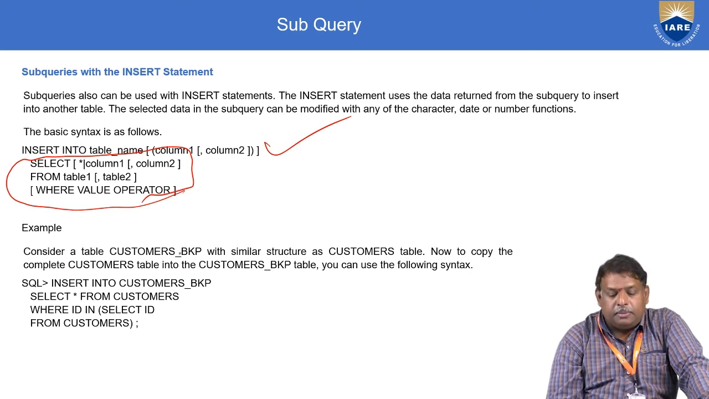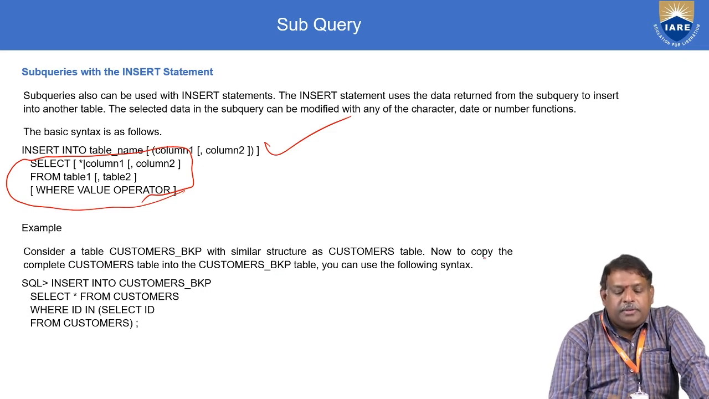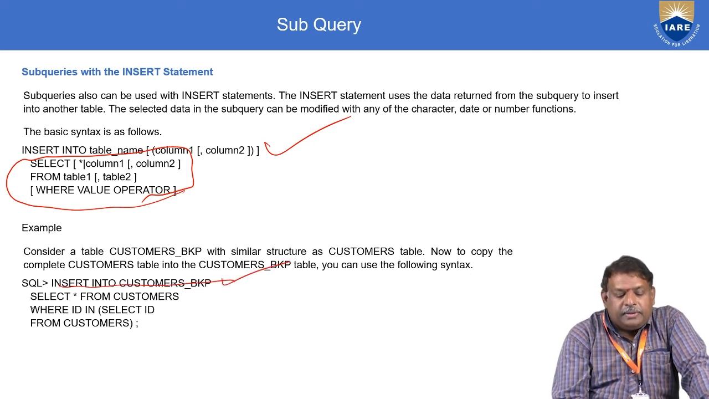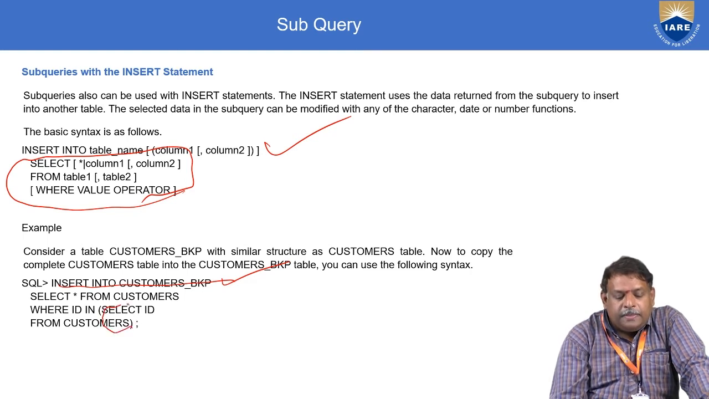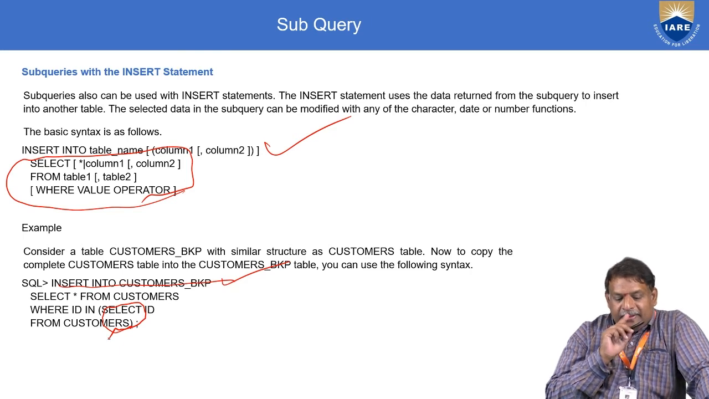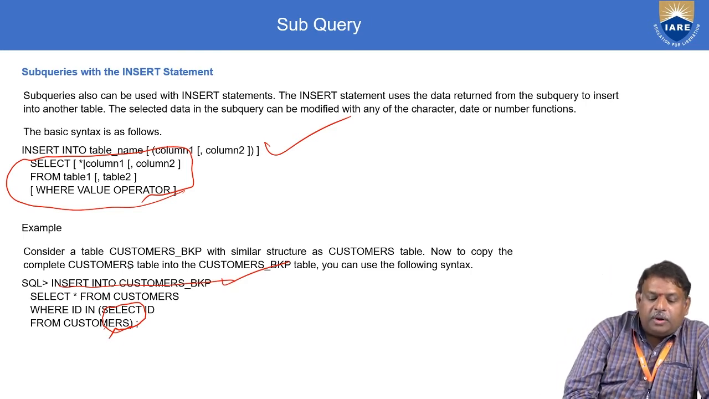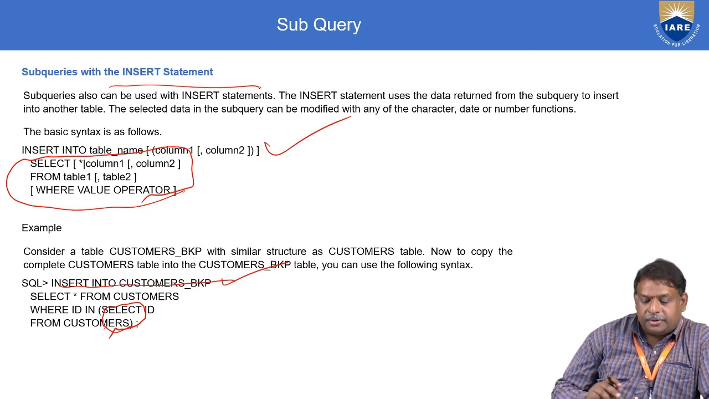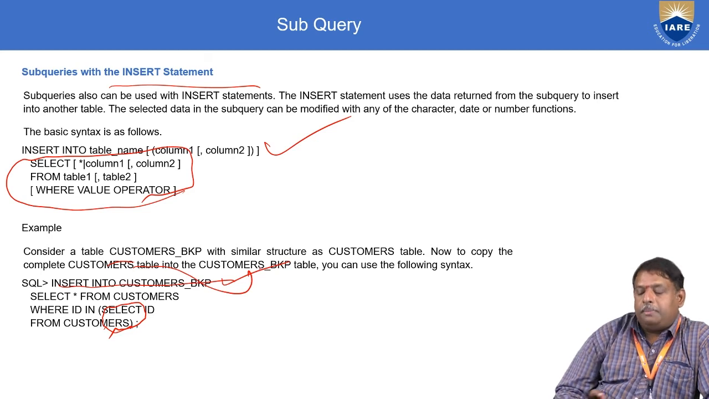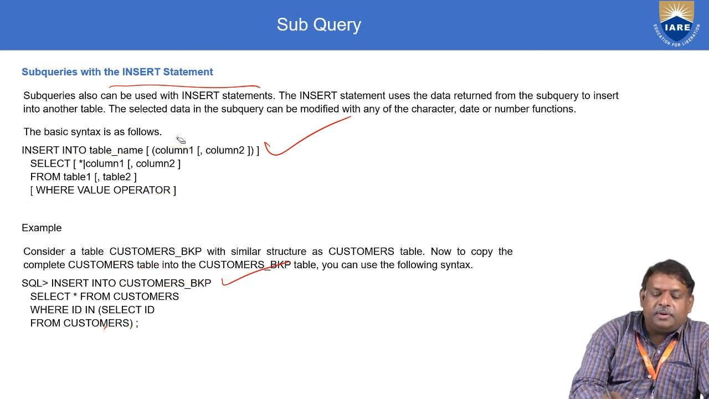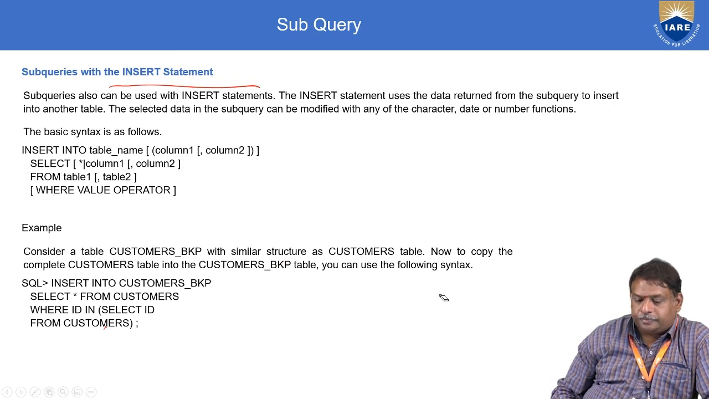For example, consider a table called customer backup, with a similar structure to the customer table. Now try to copy the entire customer table into the backup table. This is your main insert, and this is your main query. The select star from customer where ID is select star from customers. This is your subquery. Now using the subquery, we are trying to insert with the insert statement. The entire data from the customer table will be inserted into the customer_BKP table. Okay, this is the syntax for the insert statement using subqueries.